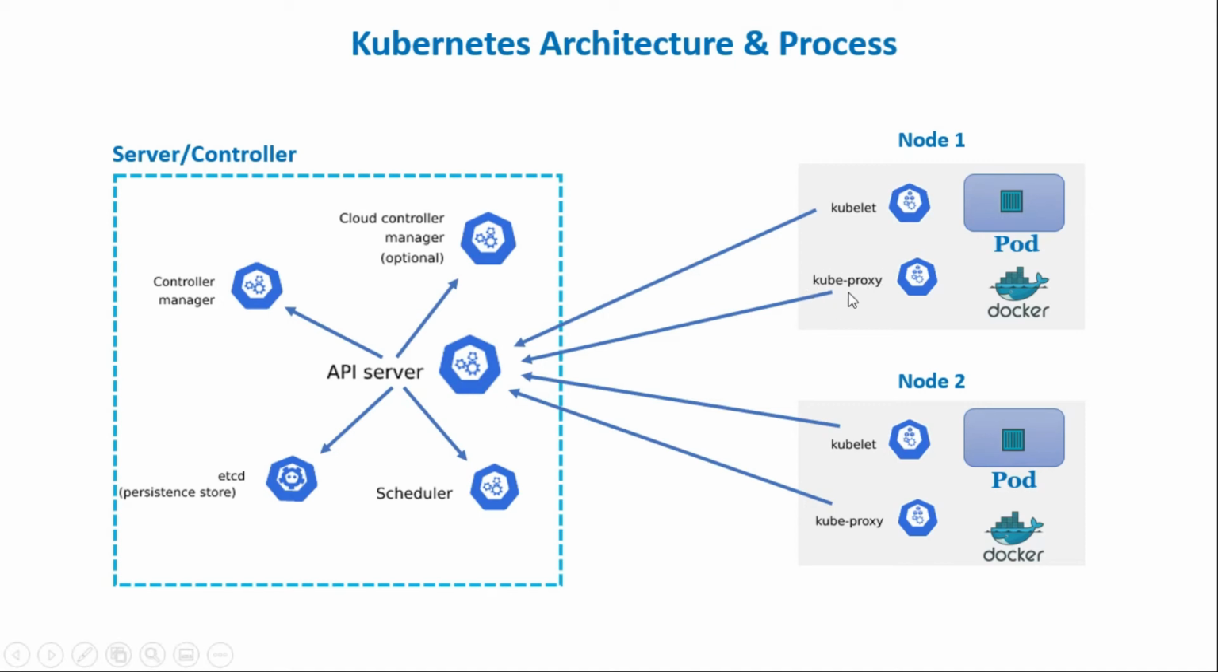And kube proxy is used for networking purposes: what IP will be assigned, what network, and all these things related to networking will be managed by the kube proxy. It is mandatory if you have two or three nodes. Suppose we are using two nodes here, so one node has a kubelet and proxy. In the same way, we have another node, node 2, which also has a kubelet and kube proxy, and we have installed Docker.